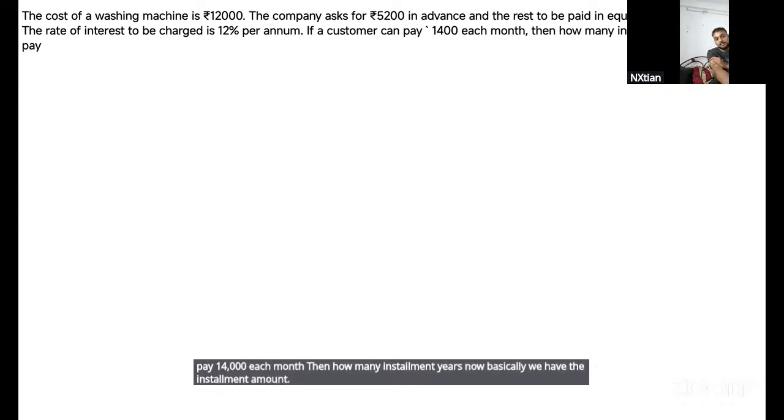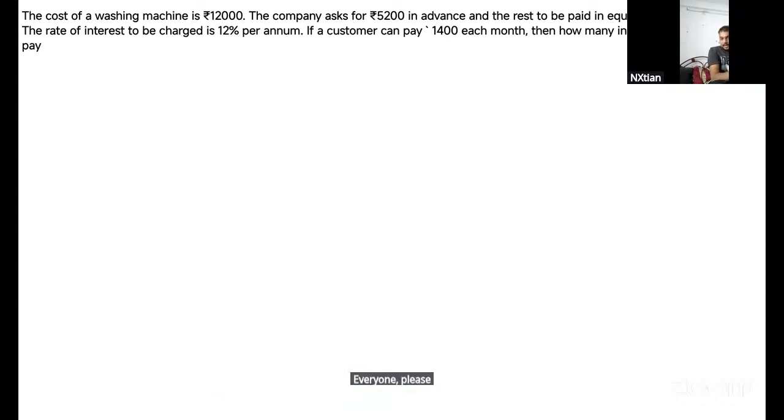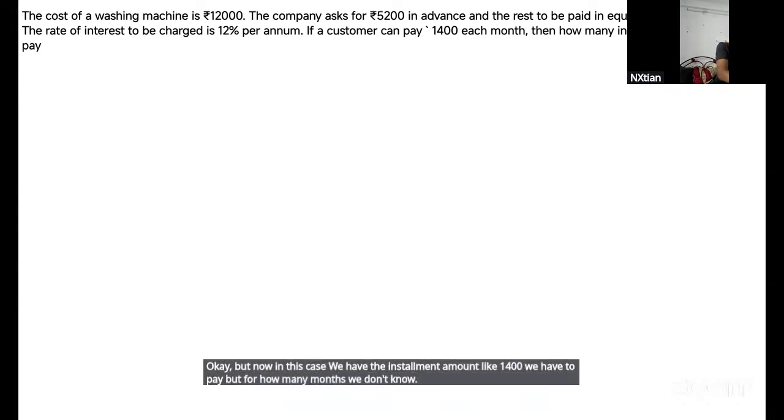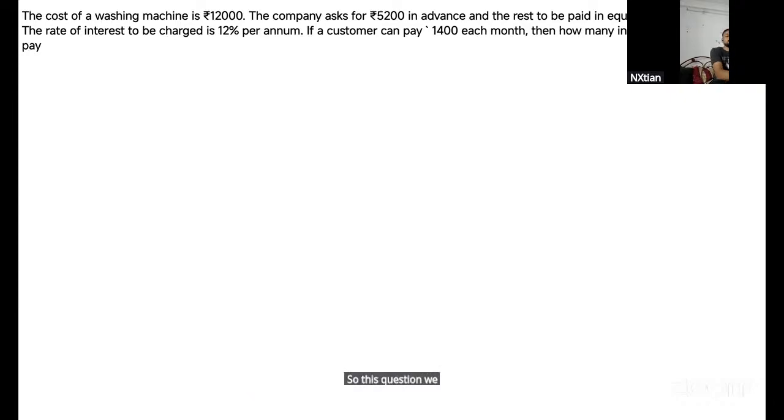Everyone, please pay attention. This is a little bit different from the previous question. We have the installment amount, but how many months will there be? We don't know. In the previous question, it was given as 5 equal months, so that is the number of installments, like five times I will pay. But now in this case, we have the installment amount, 1,400, that we have to pay, but for how many months we don't know. So this question we will do like this.